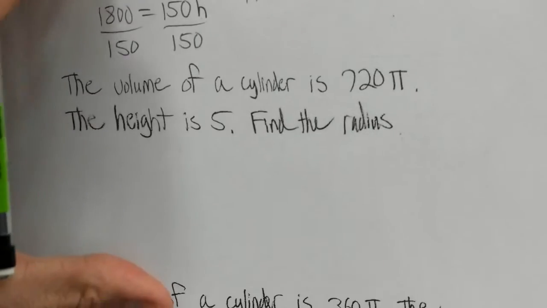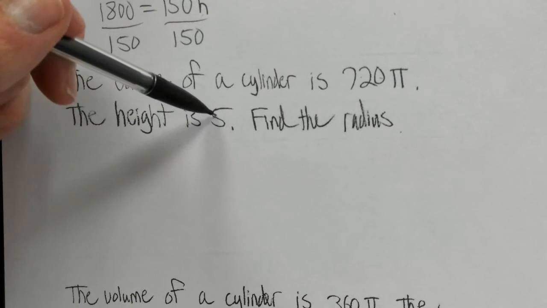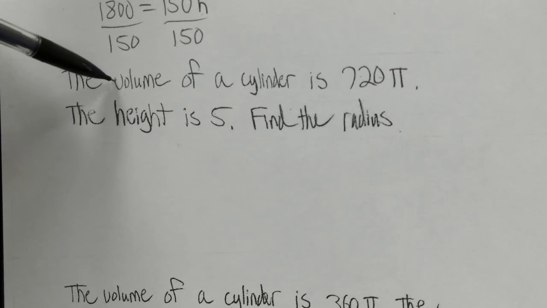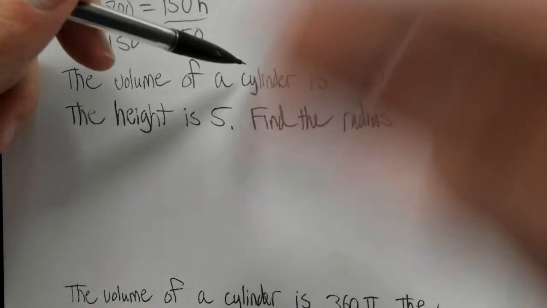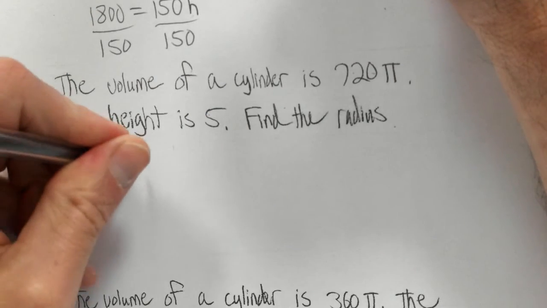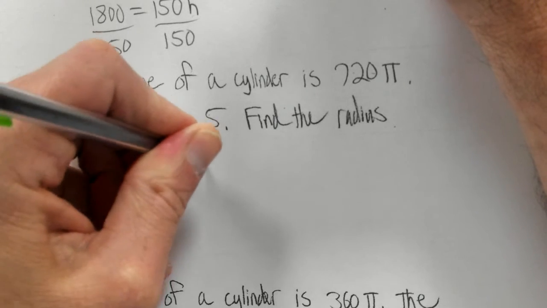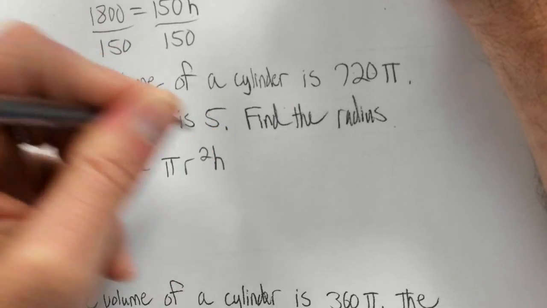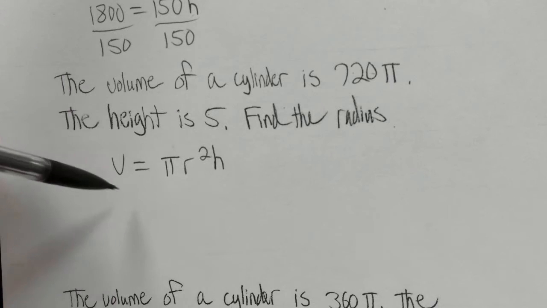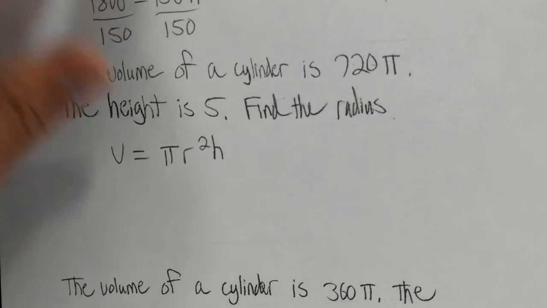Okay, what about the next one though? It says the volume of a cylinder is 720 pi. The height is 5. Find the radius. So again, the problem will always tell you what formula to start with. We start with the formula for volume of a cylinder, which is going to be V equals pi r squared h. Okay, so you may need to pull up some of the notes from the previous sections and have those handy to look at so that you can readily access the formulas that you need.